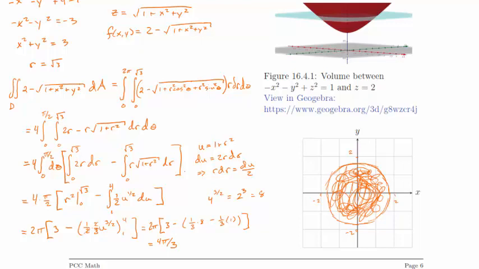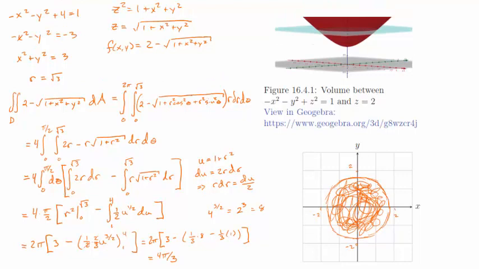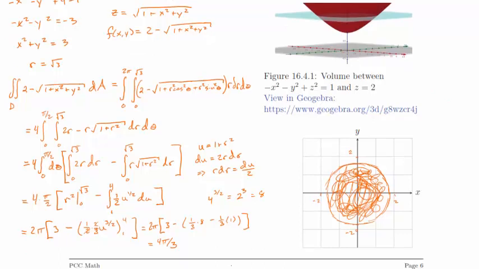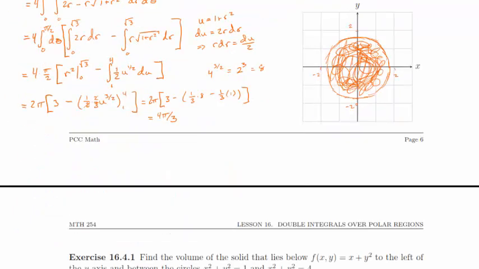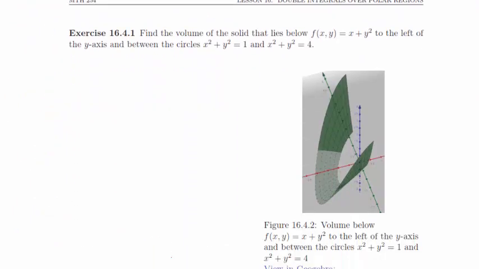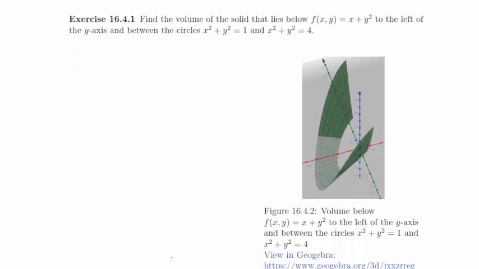All right, so the volume between the hyperboloid and the plane z equals 2 should be 4 pi over 3. Let's go ahead and give you guys one to work with here. Now you try exercise 16.4.1.